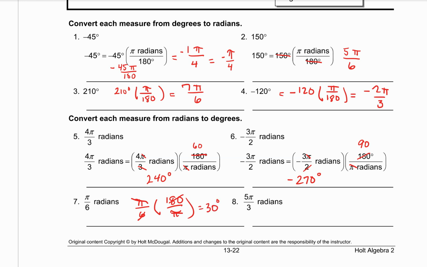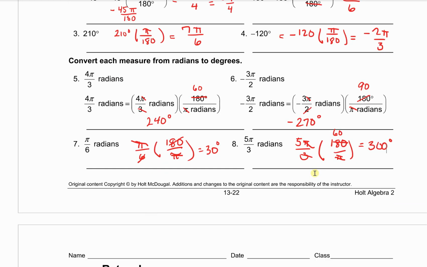5 pi over 3. Going to multiply that by 180 over pi. The pi's are going to cancel again. 3 goes into 180 60 times. 5 times 60, this is 300 degrees.